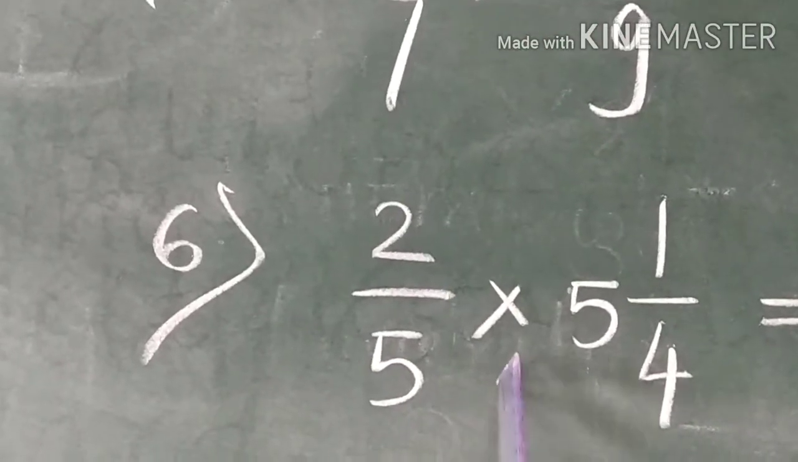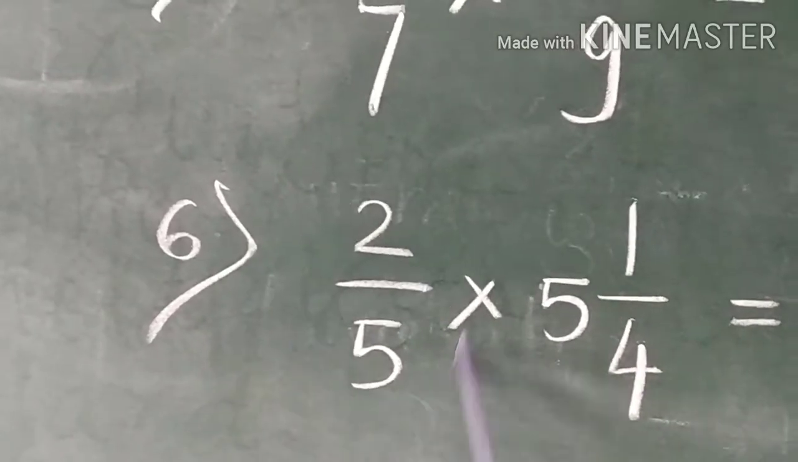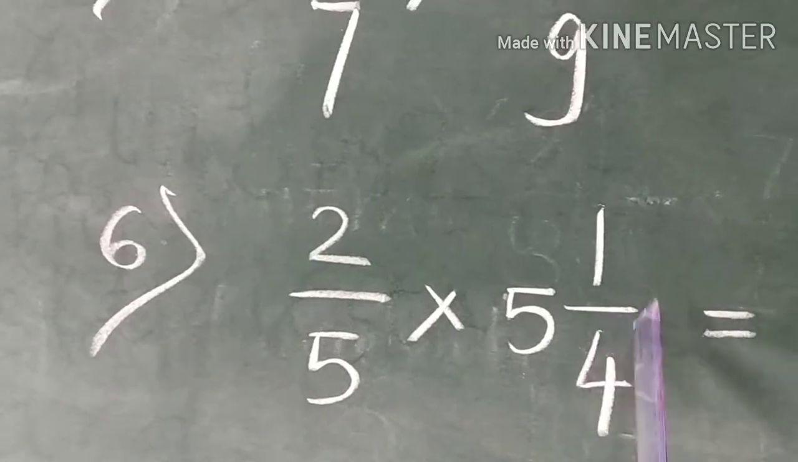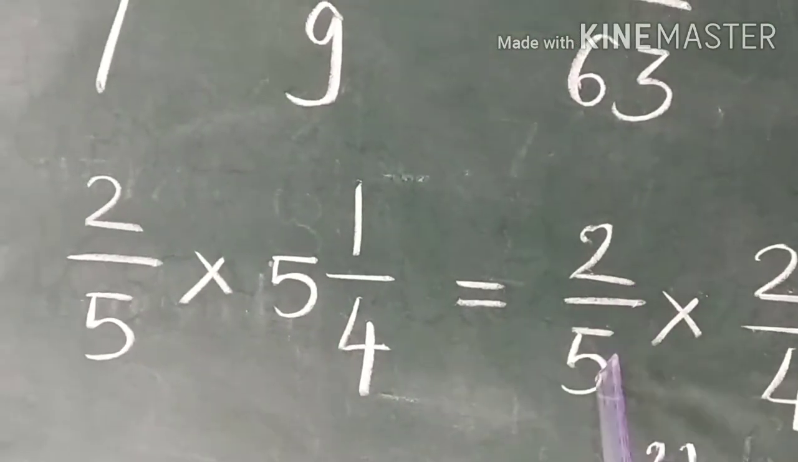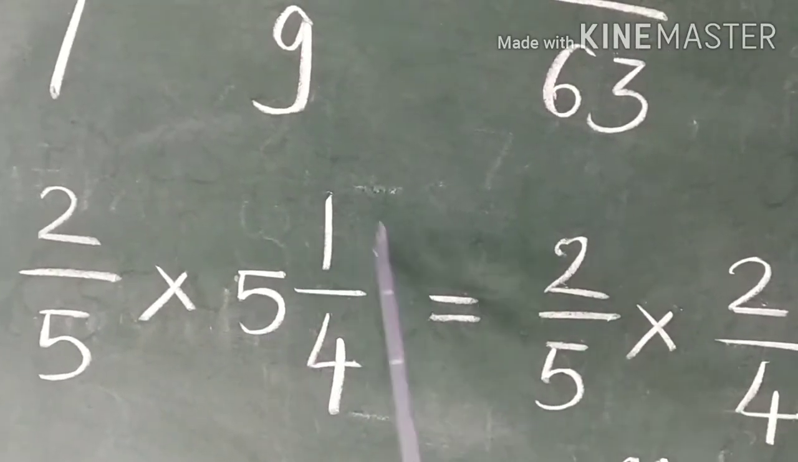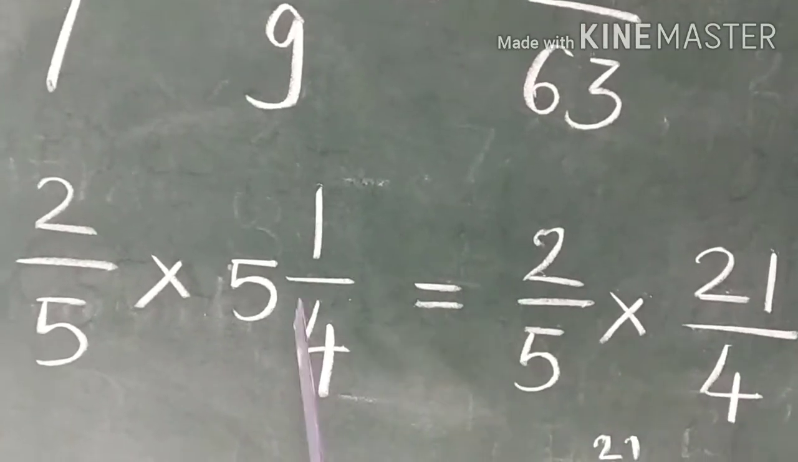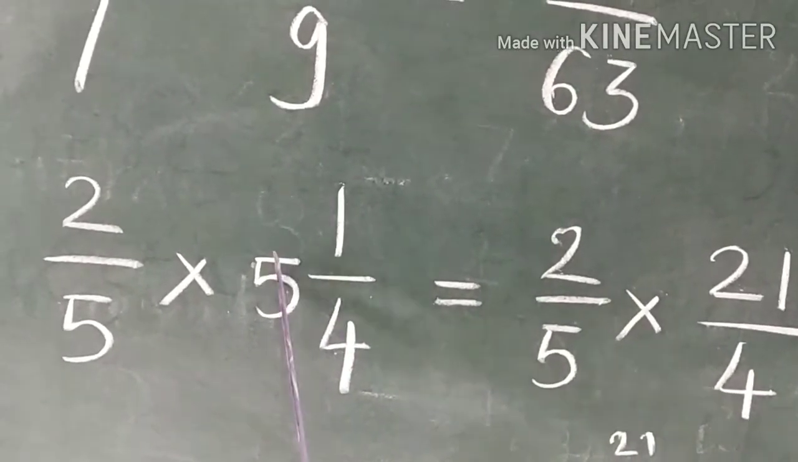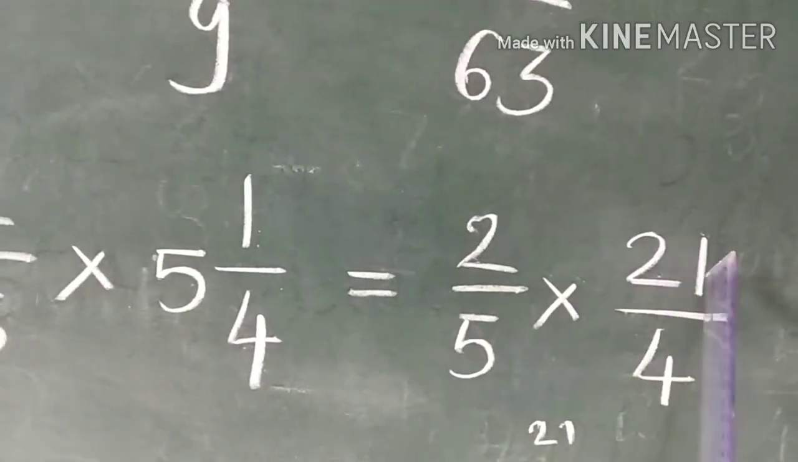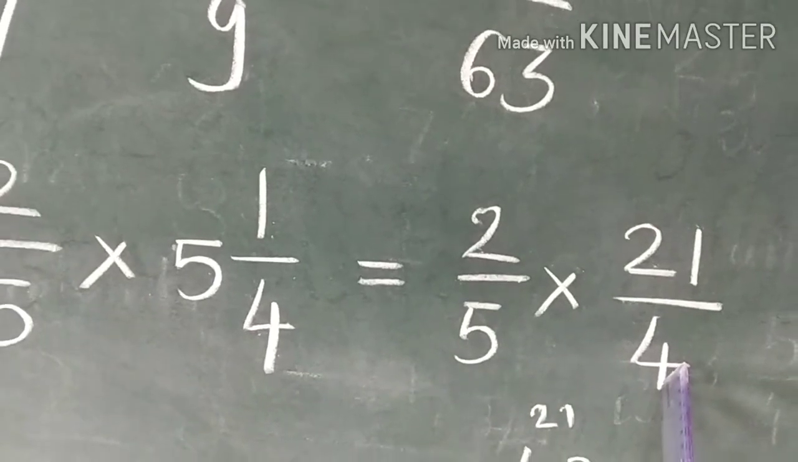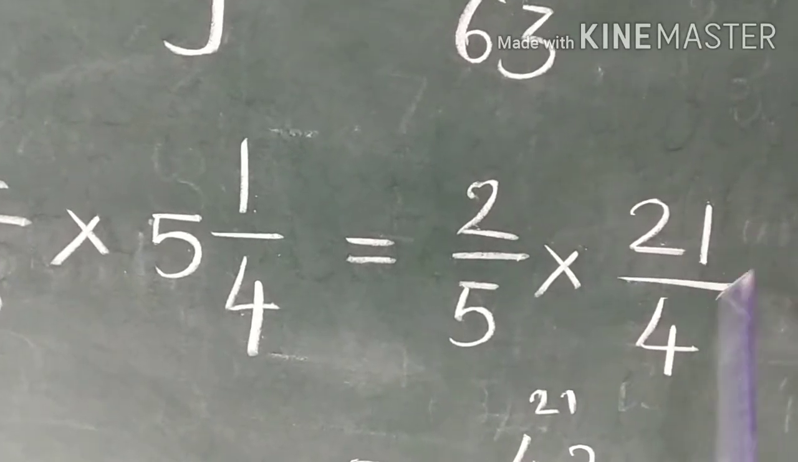2 by 5 into 5 and 1 by 4. So here it is a fraction, but this fraction is in terms of a mixed fraction. So 2 by 5 is as it is. We have to convert this 5 and 1 by 4 fraction into an improper fraction. So 5 4s are 20. 20 plus 1 is 21 by 4. So keep 21 by 4 in the respective place. So 2 by 5 into 21 by 4.